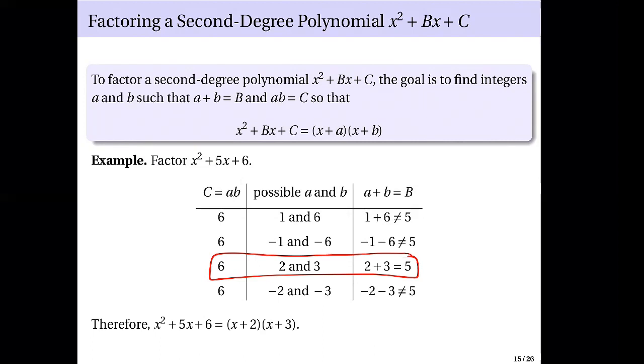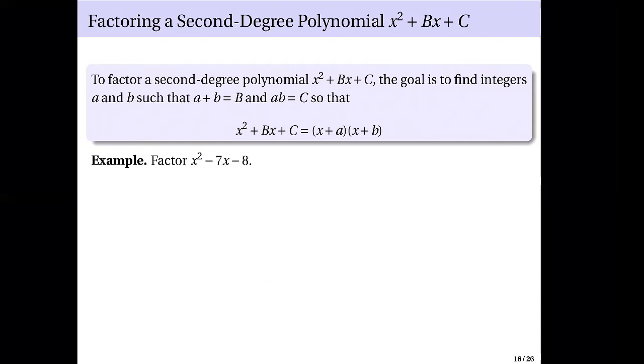Let us look at the next item. Factor x squared minus 7x minus 8. So in here, look at this. Your B is minus 7. Your C is minus 8. Take note, the form is x squared plus bx plus c. So if it were minus, then the negative is also included in the B.